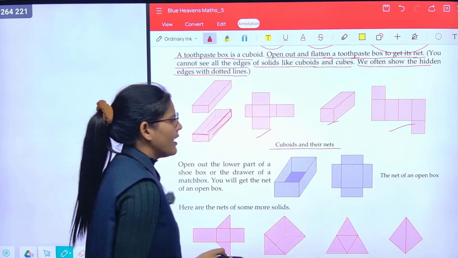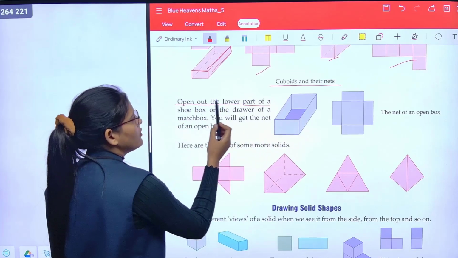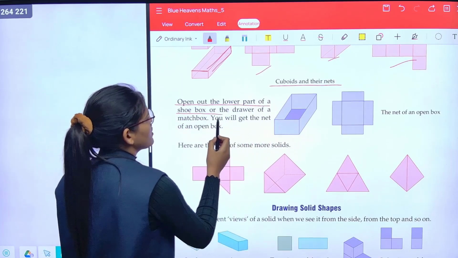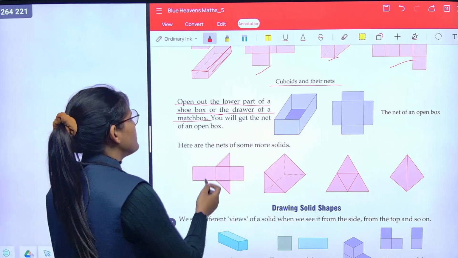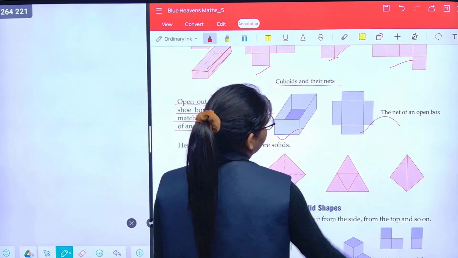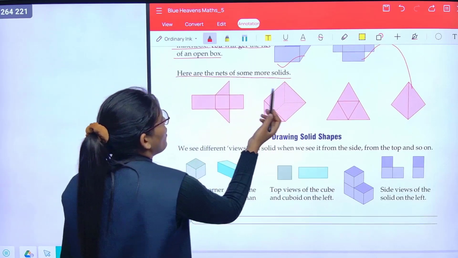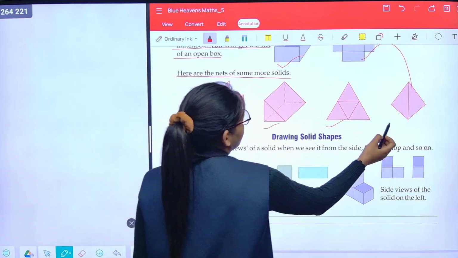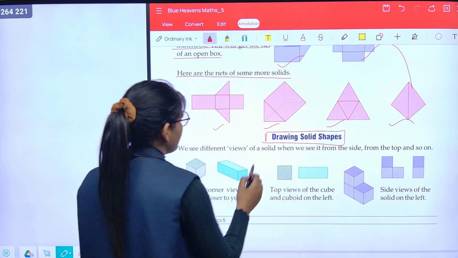Cuboids and their nets. Class, see? Open out the lower part of a shoe box or the drawer of a matchbox, and you will get the net of an open box. Now, here are the nets of some more solids. Understand?